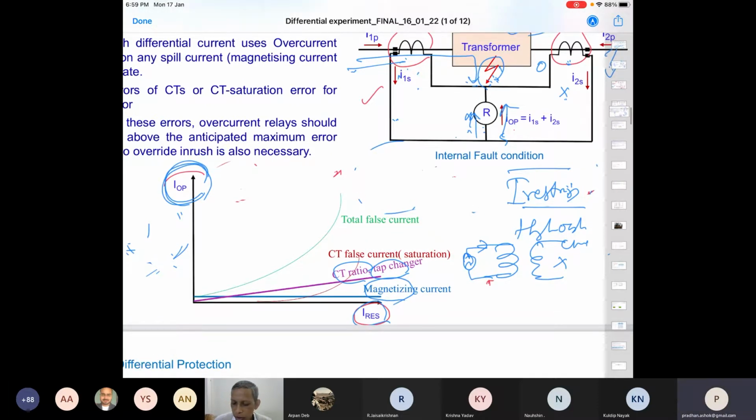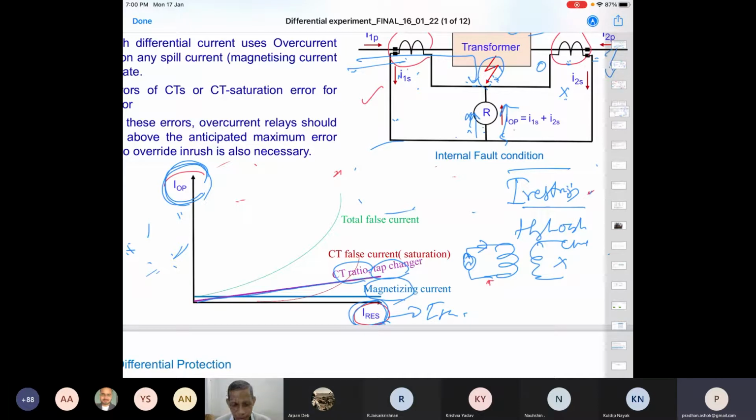Now what will happen? The more the external current, the more the through current, the more the restraining current. Agree? What is taken, I'll tell you in our subsequent slides. The more the restraining current, because this is reflecting the through current, the external current. Now if the external current is more, then the CT ratio I1 to I2 equals N2 to N1 is not satisfied anymore. So the mismatch will be more and more. This is the line.